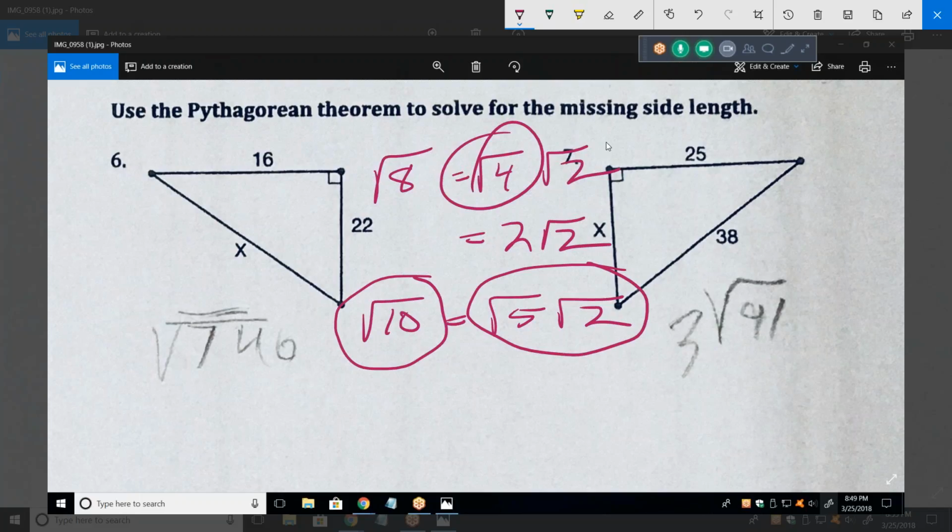The only way it's ever simplified is if you can pull out a whole number. You've got to be able to pull out a whole number, which means you have to find a factor that is a perfect square number.